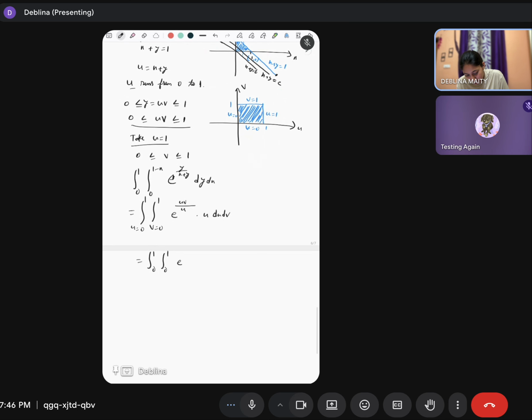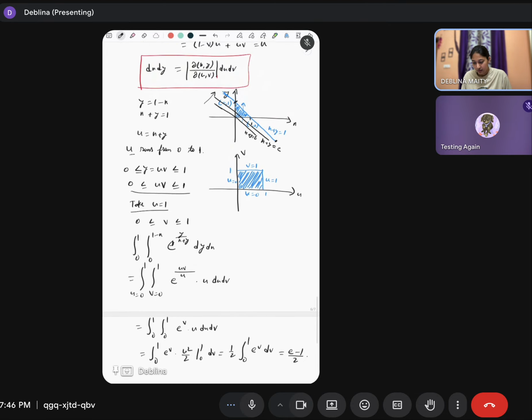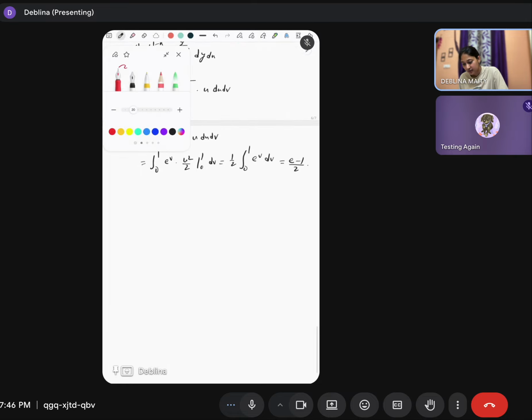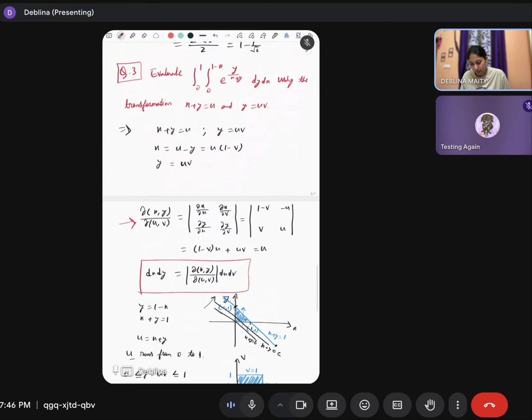Okay, so it becomes e to the power v times u du dv. Integrating with respect to v gives e minus 1 by 2. Okay, so this problem is done.